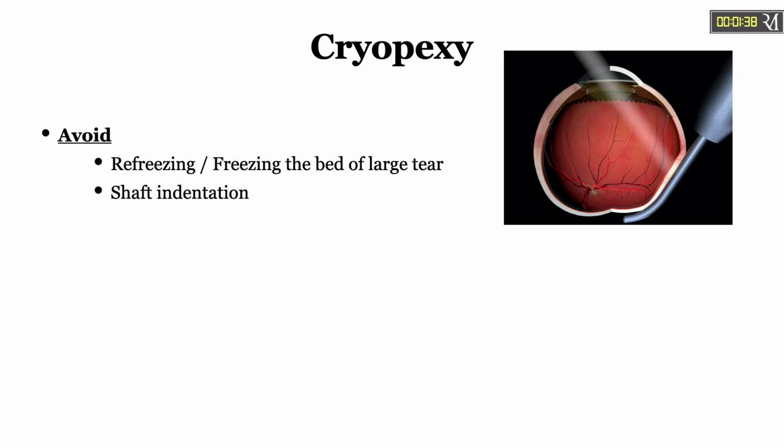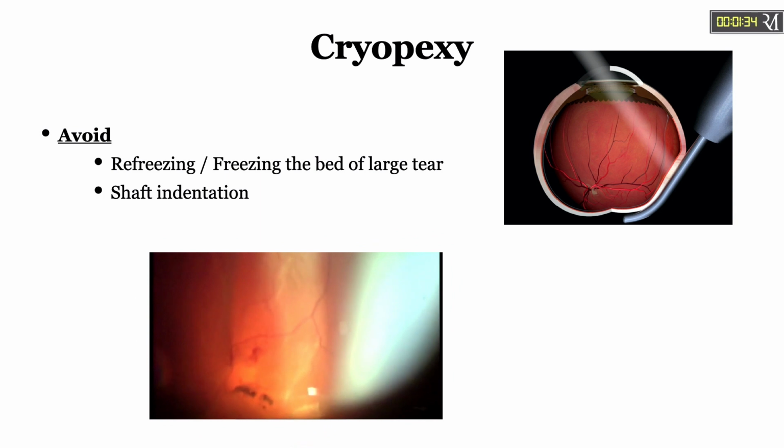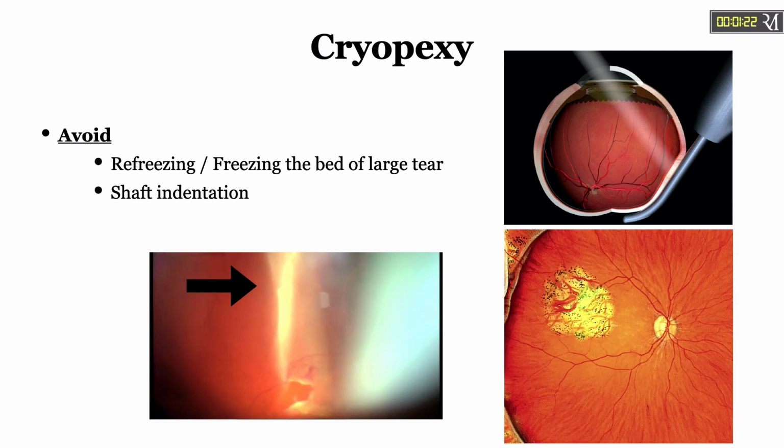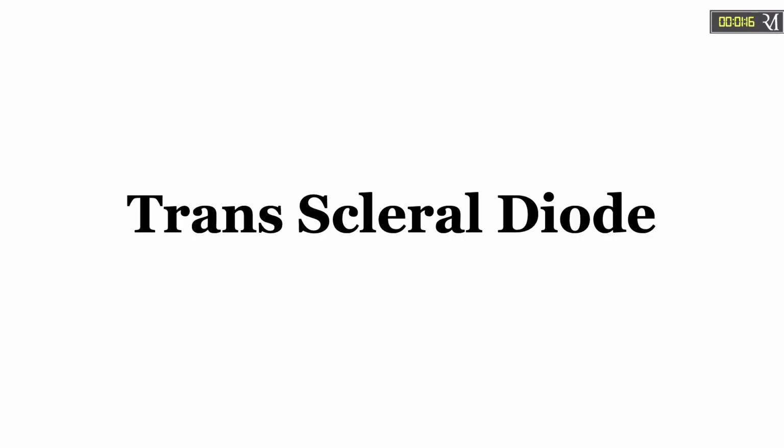What is also important is to avoid what is called a shaft indentation. You have to indent using the tip. As we can see in this slow motion video, this surgeon was trying to reach this bullous detachment, and he was doing this cryo application using the shaft, which may inadvertently lead to a cryo scar at the macula or even at the optic disc.